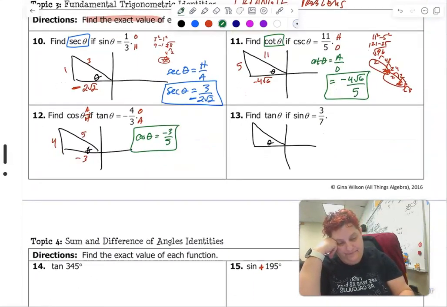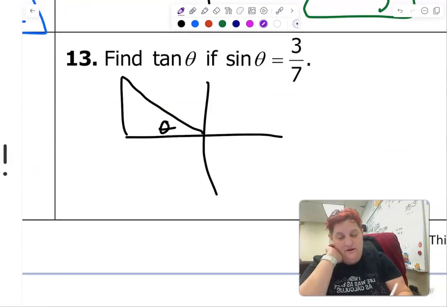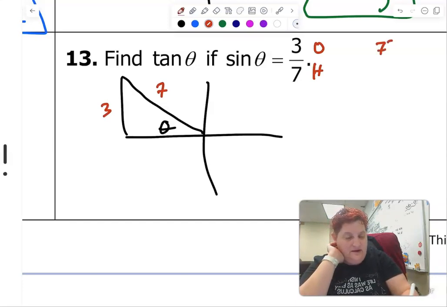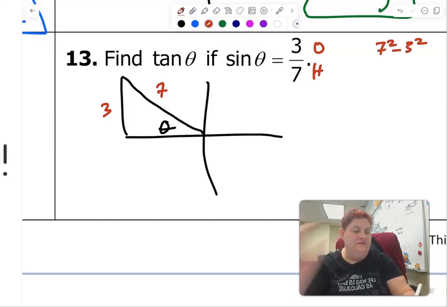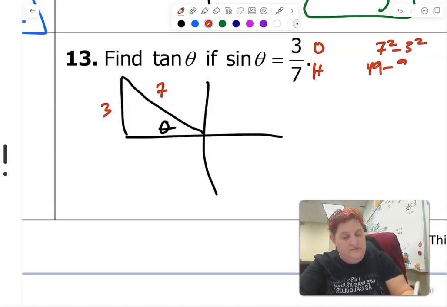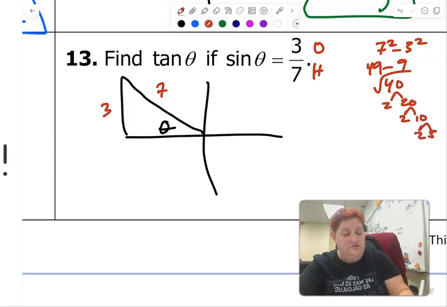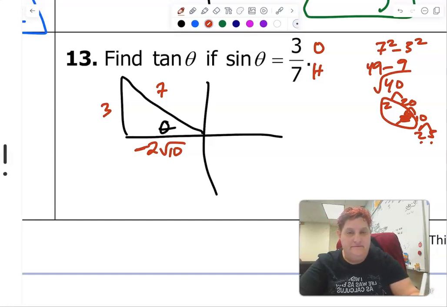All right. And then my last one here. Okay, sine is opposite over hypotenuse. That is 3 over 7. So on my calculator, that's not a triple. So I got to do 7 squared minus 3 squared, which is 40. That's 2 times 20. That's 2 times 10. That's 2 times 5. So there's a pair of 2's, so a 2 comes out. The 2 and the 5 stay in. So that's 2 square root 10, but that is negative because it's going to the left.